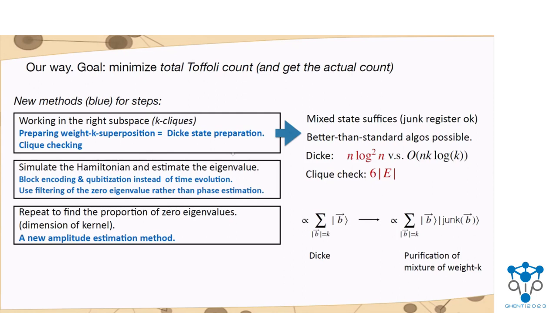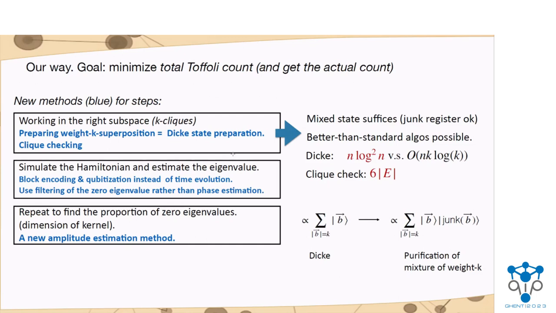Ideally, we would like to prepare a state which has support only over the valid cliques of the graph, which you don't know. But what you can prepare is a state which has support over all constant-weight, or k-Hamming weight, bit strings. The coherent superposition of this is the Dicke state, and there are well-known algorithms for preparing Dicke states, which scale like so.